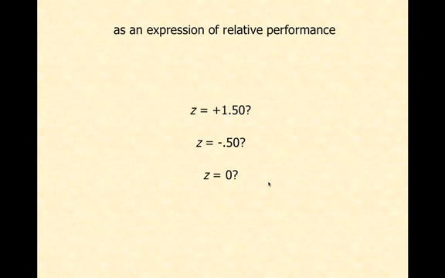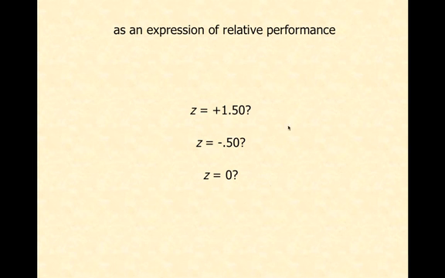It's also, as an expression of relative performance, if you have a z-score of plus 1.50, what do you know? Is that good? Is that bad? If you're a z-score of minus 0.50, is that good? Is that bad? Is that average? And what about a z-score of 0? Is that good? Is that bad? Or is that average?